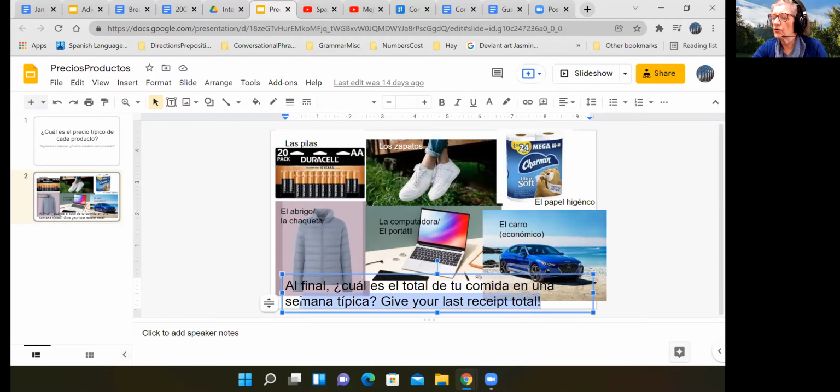And you may want to think about a total. I kind of lied. I should have told you to bring your little receipt, but just kind of mentally think of a receipt. ¿Cuál es el total de tu comida en una semana típica? What's your total food bill in a typical week? So you're going to do that at the end, your last receipt. And that can be your food bill. It could be a credit card bill, lo que sea, whatever it might be.